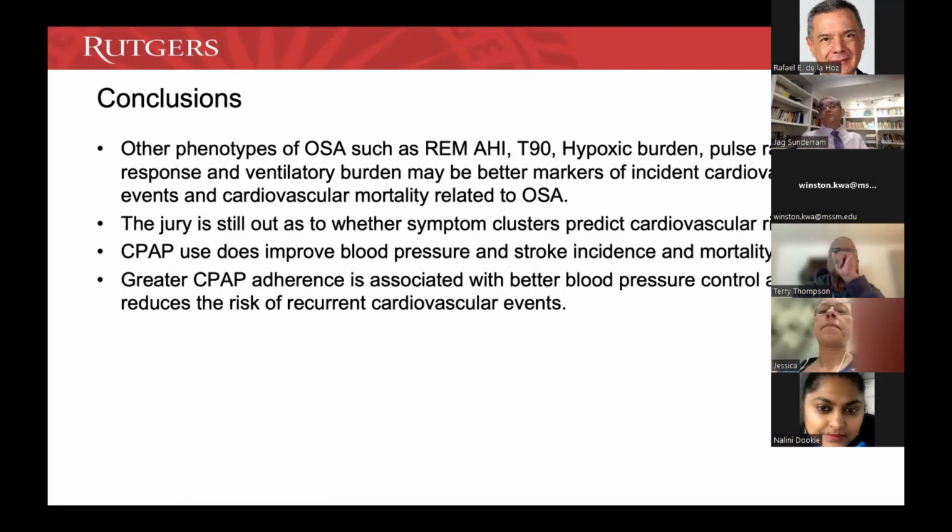There may be other phenotypes of OSA, such as the REM-AHI, T90, the hypoxic burden, pulse rate response, or the ventilatory burden, that may actually be better markers of incident cardiovascular disease events and cardiovascular mortality related to OSA. Maybe that is what we should start to be looking at, and not just the AHI. However, I don't think I can surely state that symptom clusters help us predict cardiovascular risk, and the jury is still out on that. We know that CPAP use does improve blood pressure. I think there's significant data to support that, including stroke incidence and mortality. And most importantly, greater CPAP adherence is definitely associated with better blood pressure control and reduces the risk for recurrent cardiovascular events.